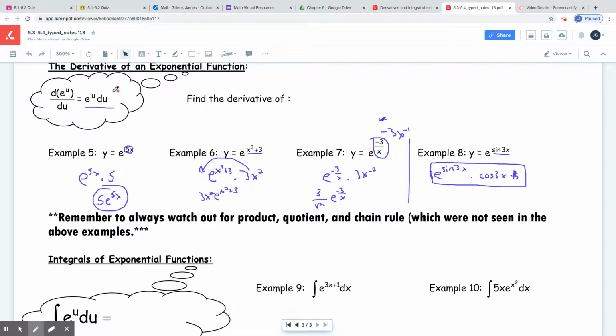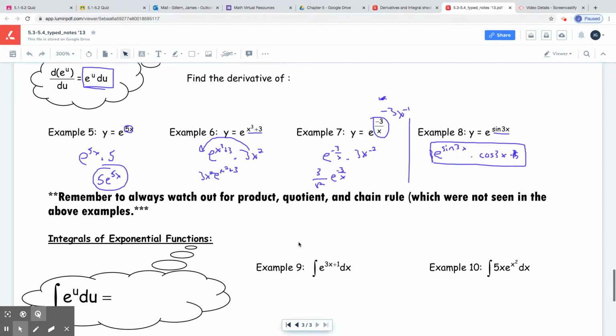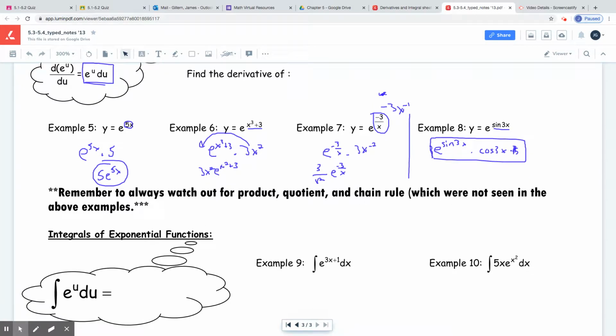All right. The thing you want to remember is the derivative of e to a power is e to the u du. Now, obviously, you could have product, quotient, chain rule, that kind of stuff. They weren't here, but all the same rules apply. It's just that we have e to some power, and you do e to the u du.